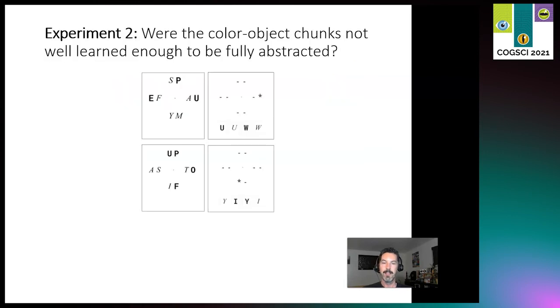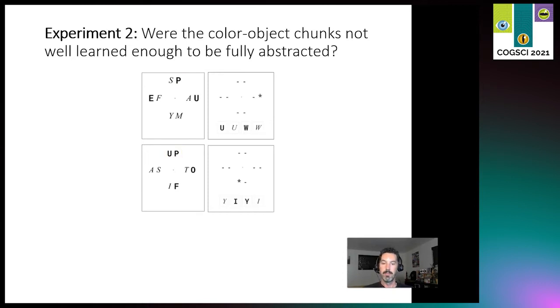One possibility is that perhaps the color object combinations were not learned well enough to become fully content-free abstractions. So we ran another study where we used pre-existing well-learned chunks. We paired letters together so that they either formed non-words or could be chunked together into words such as up.